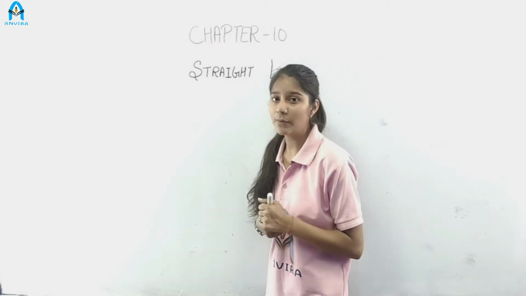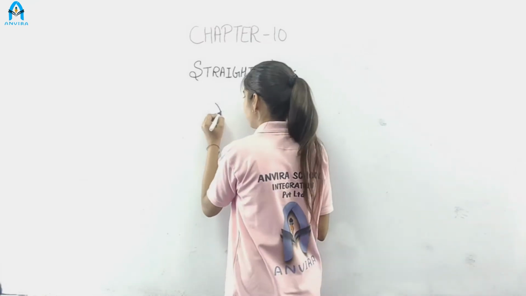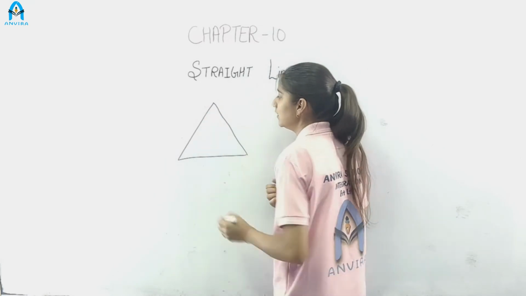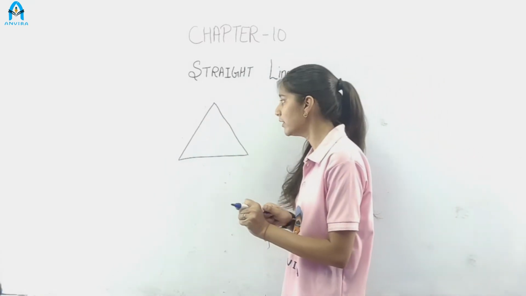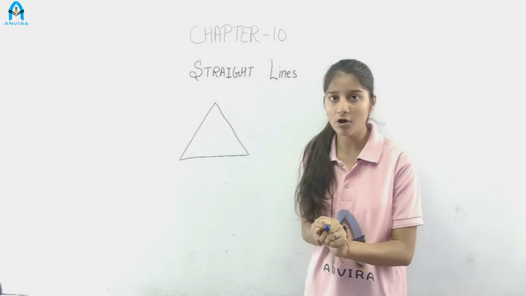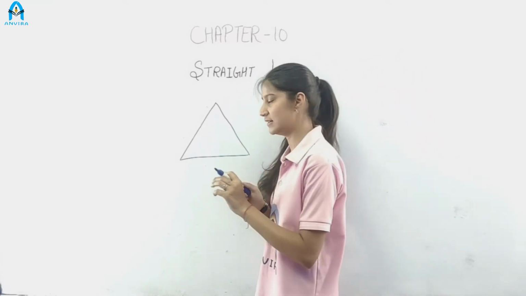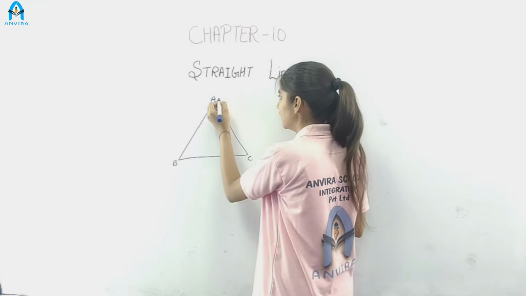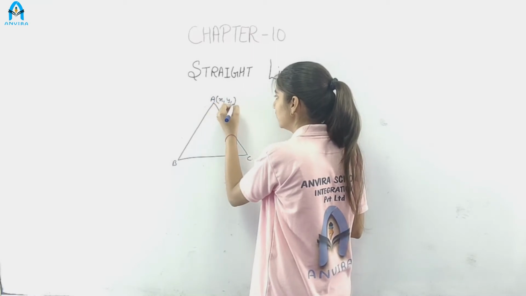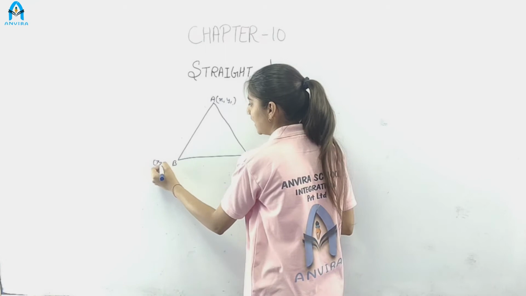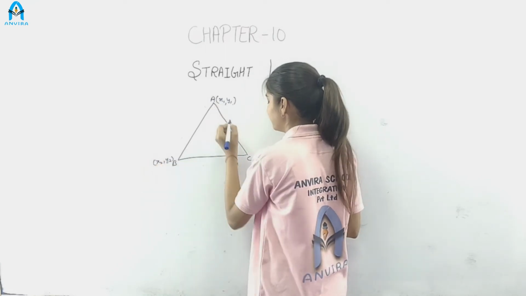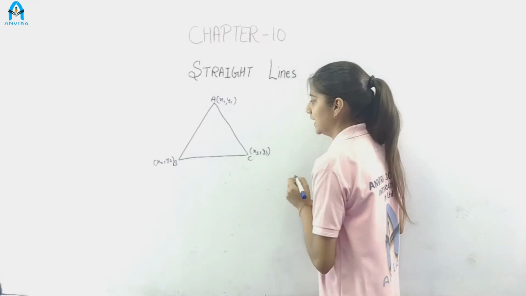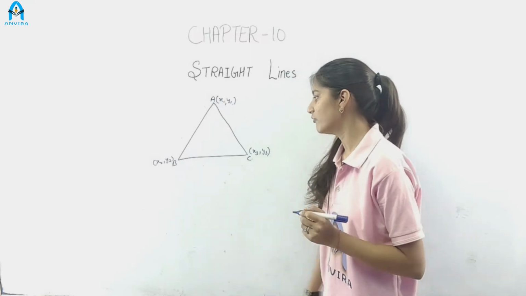Now the next topic is, if we are given the vertices of a triangle, how can we find the area of the triangle using the coordinate system? Let me have a triangle ABC where the coordinates of vertex A are (x1, y1), of B are (x2, y2), and of C are (x3, y3). Then how can I find the area of the triangle?